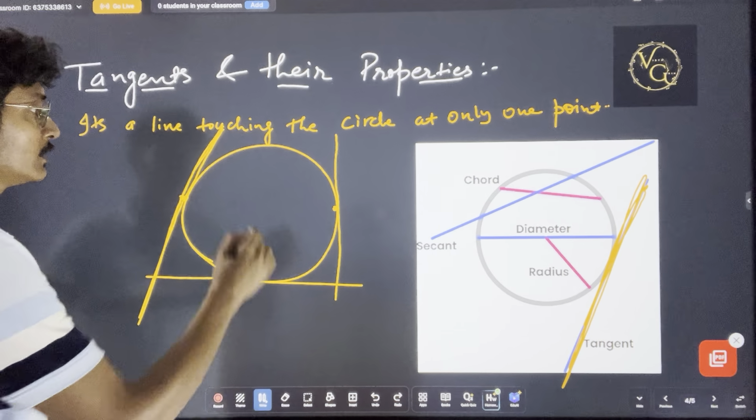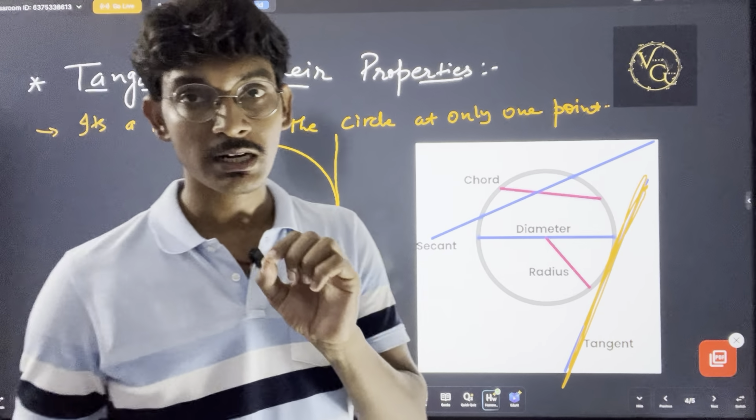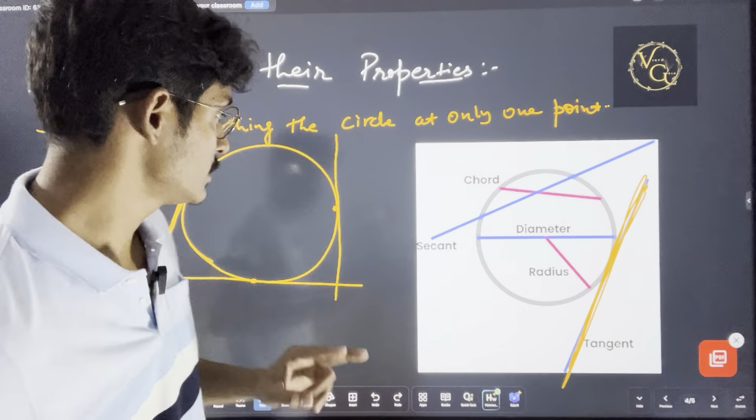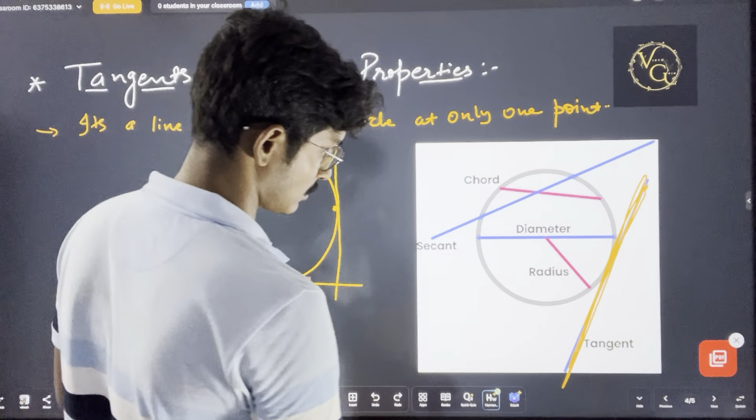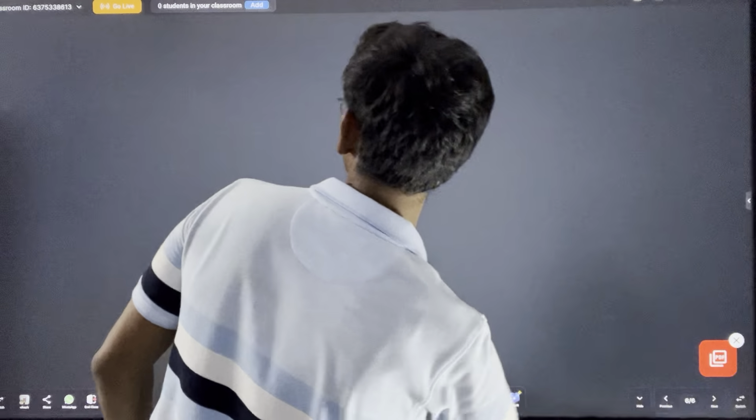Okay, fine. Now another thing is, there are two properties of tangents. So let's try to discuss them. What are the two properties?